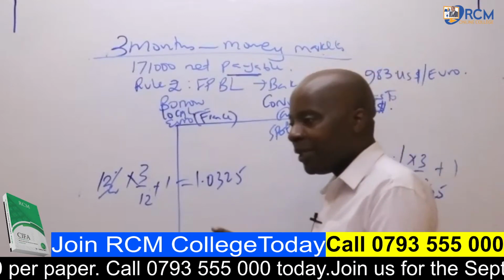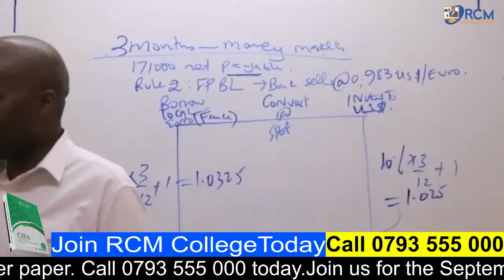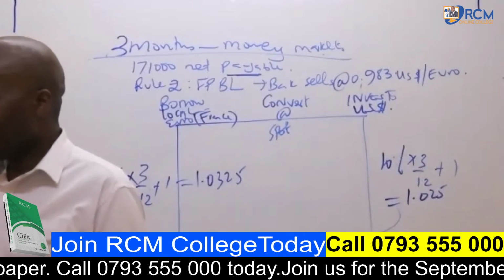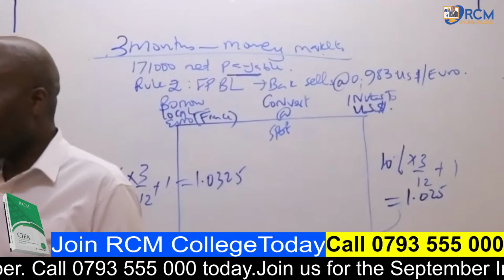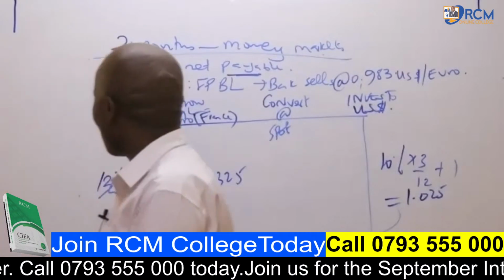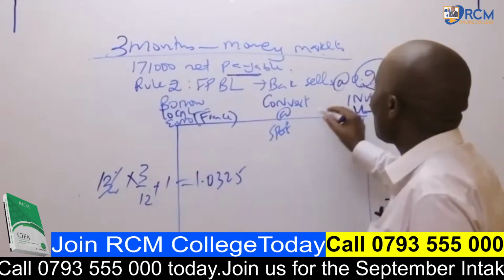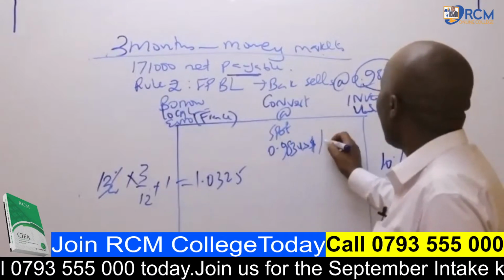Wanaume wameenda wapi jameni? Edith, Aure. Wanaume wameenda kulala. Hata mmoja atupatie correct answer. Andrew, thank you very much. Now, ladies and gentlemen, this is the figure you said here, the bank sells 0.983 US dollars per euro.